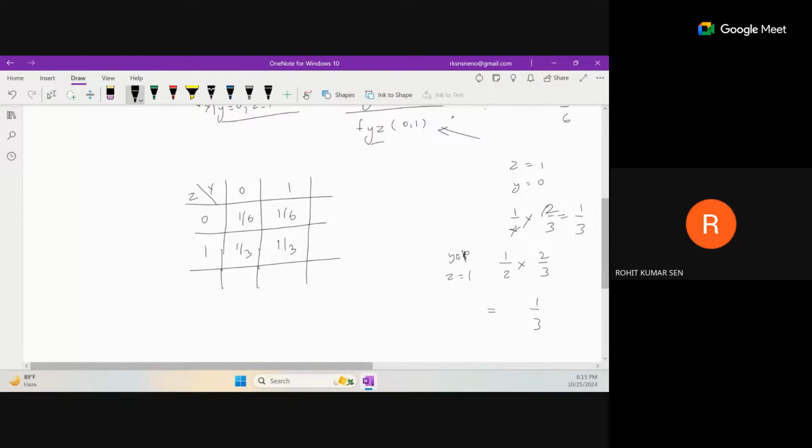3, 5, 6. Yeah, so they are adding up to 1 also. So now we will write the marginals. So z equal to 0 has probability what? It is 2 by 6, right? And z equal to 1 has probability what? 2 by 6, 2 by 3.